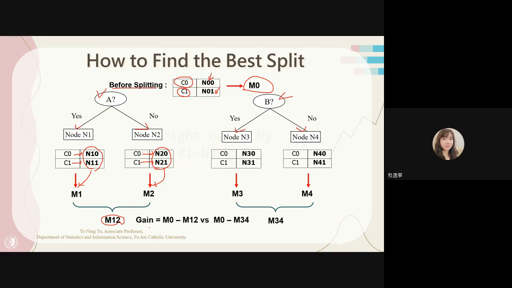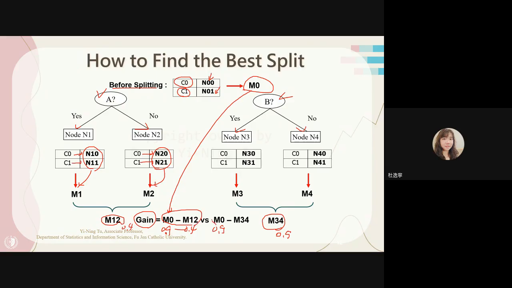So the gain means original impurity M0 minus M12. For example, the original impurity is 0.9. For example, but after splitting, my impurity becomes 0.4. The same way, we compare the attribute B and do the same things, and we find N3, N4, the impurity becomes 0.5.